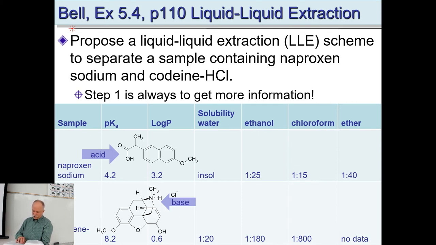It says freely soluble in alcohol or ether. It says no data here, but it says freely soluble, so it would be soluble in ether. So that's the information that you would get. Here's the pKa 6.05. And let's see. Oh, that's the monohydrate, sorry. Yeah, the pKa is 8.2. So that's what we have in the Merck Index.